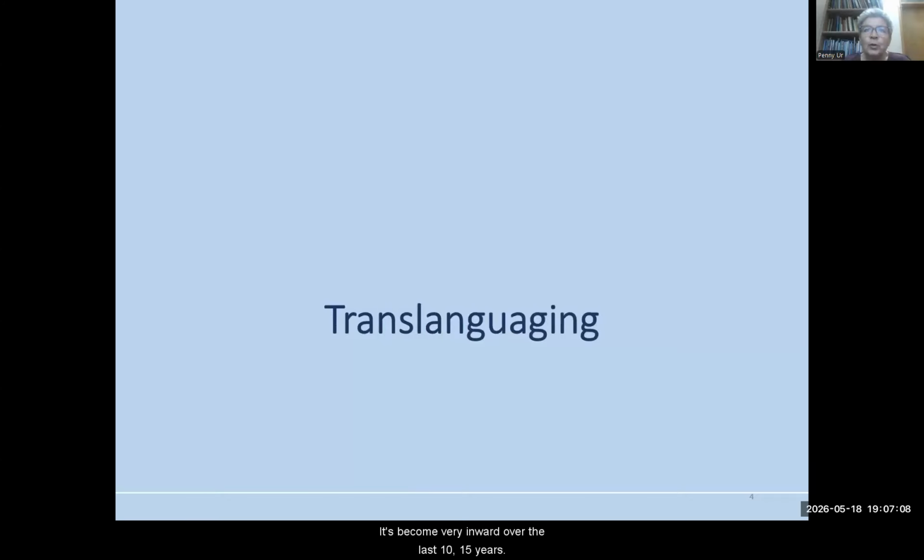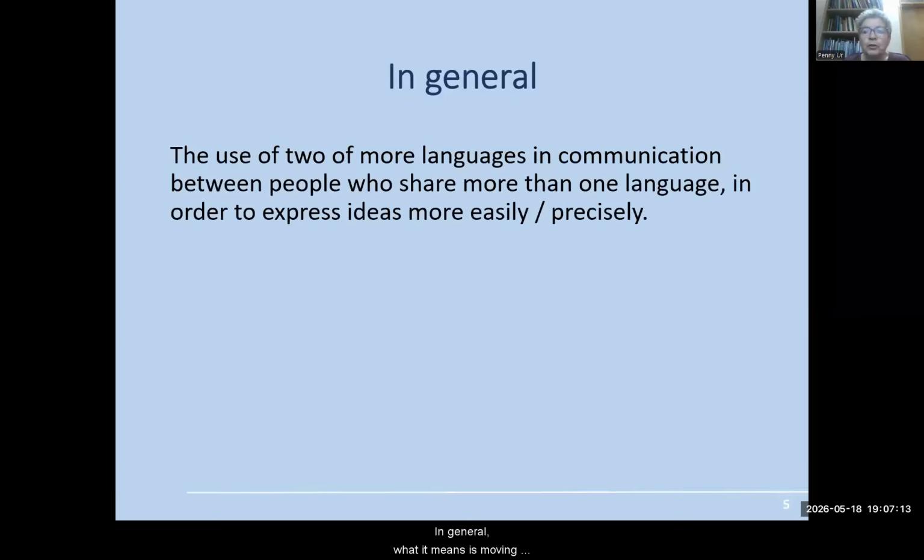It has become very in-word over the last 10, 15 years. In general, what it means is moving between one language and another when you're talking to someone who speaks more than one language, which you share, in order to express ideas more easily or precisely. And you probably come across this when you're talking with other members of your English staff, whether you're speaking Hebrew or Arabic or English, you shift between mother tongue and English every now and again and put in a word in the other language, don't you?